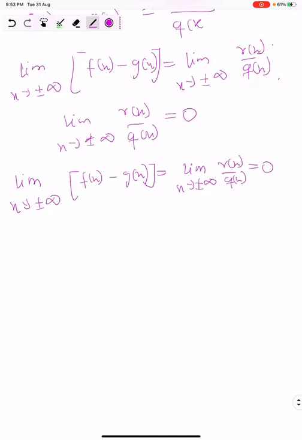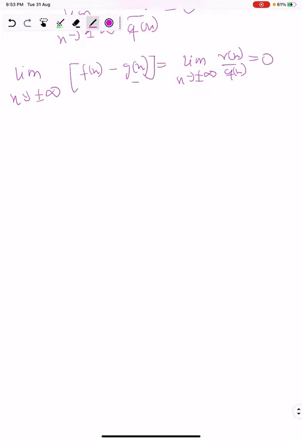If the degree of p of x is exactly 1 more than the degree of q of x, then g of x is linear, and g of x is called an oblique asymptote. All right, so let's look at another example.